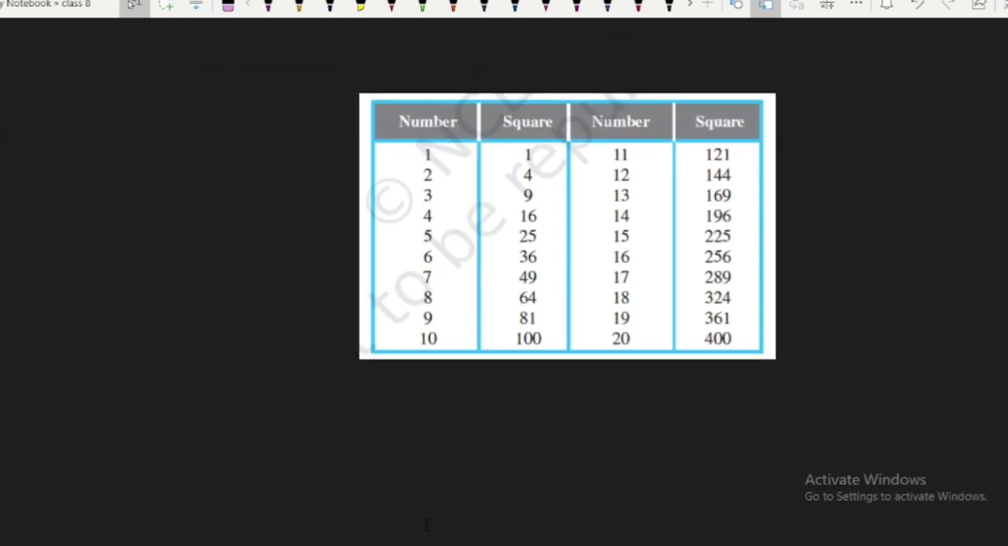Here we have given some of the square numbers, that is 1, its square is 1, 2, its square is 4, 3, its square is 9. So we have given up to 20 square. These are the square numbers we have to learn by heart. Now we are going to learn the properties of square numbers.